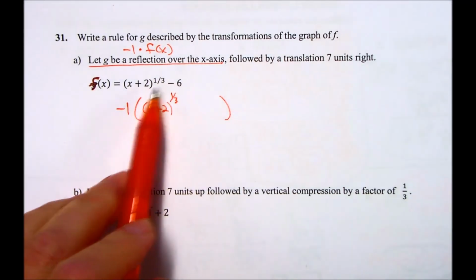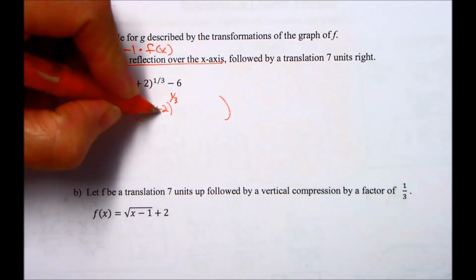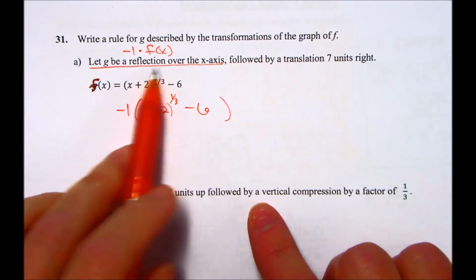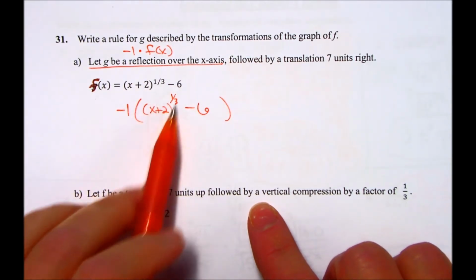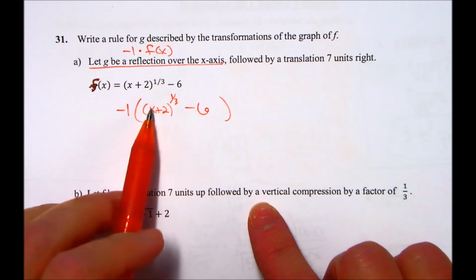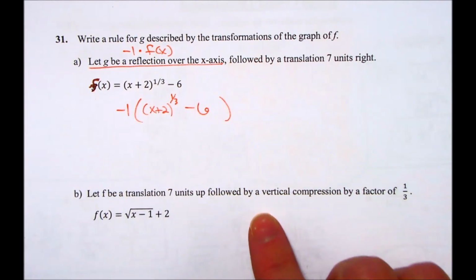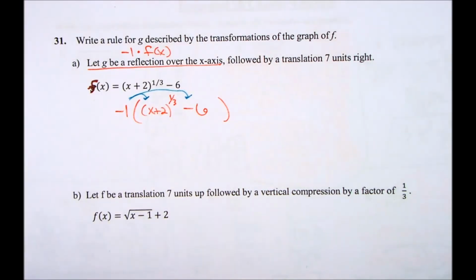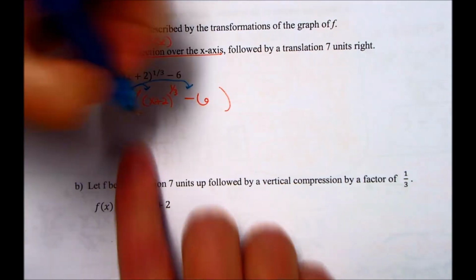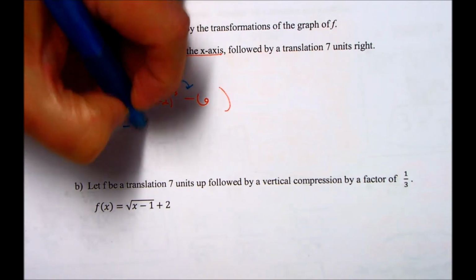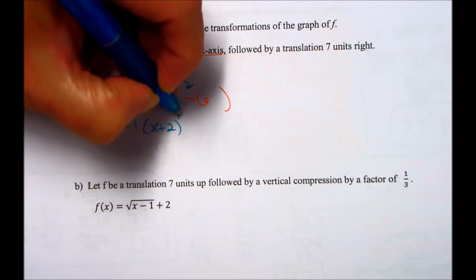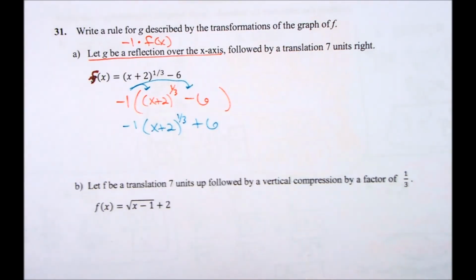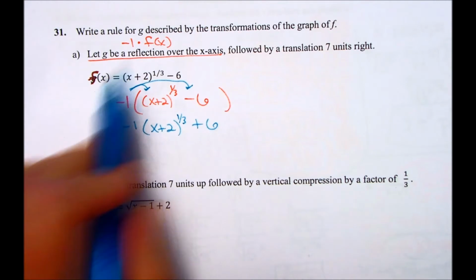So this is what we're starting with, the x plus 2 in parentheses to the 1/3 power minus 6. But if we're reflecting it over the x-axis, we have to take each of these terms. So this is basically one term, this is basically one term, and we're going to change the signs or distribute that -1 to both of those terms. So -1 parentheses x plus 2 to the 1/3 power plus 6 would give us the reflection over the x-axis. So that's the first step.